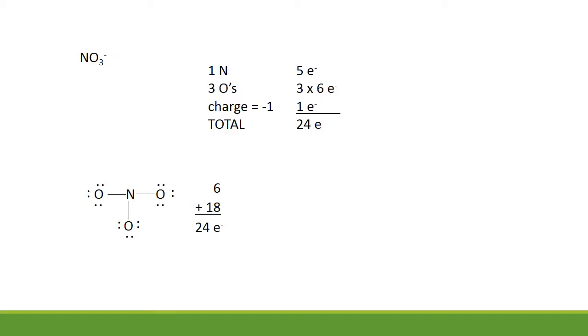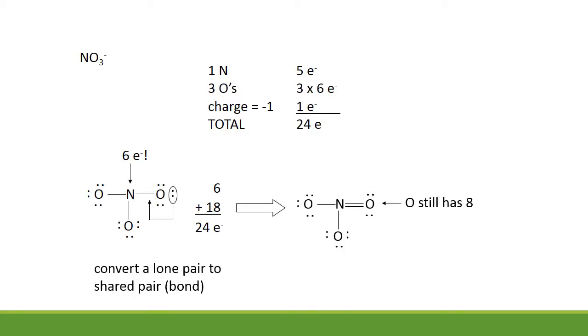But when it's time to check the octet rule for everyone, the central atom comes up short. It only has 6. And nitrogen isn't an exception to the octet rule in this case. It needs its 8. So how do we give nitrogen 8 electrons but still keep our original count of 24 electrons? Because remember, you can't add or remove from this count. This is where we start thinking about multiple bonds. What we'll do is take a lone pair from one of our oxygens and convert it to a shared pair, a bond. That way the oxygen still has 8 electrons, but now nitrogen has 8 as well. And we still have 24 electrons overall. Now when we check the octet rule, all of the oxygens have 8 valence electrons, our nitrogen has 8. Looks like we're done.